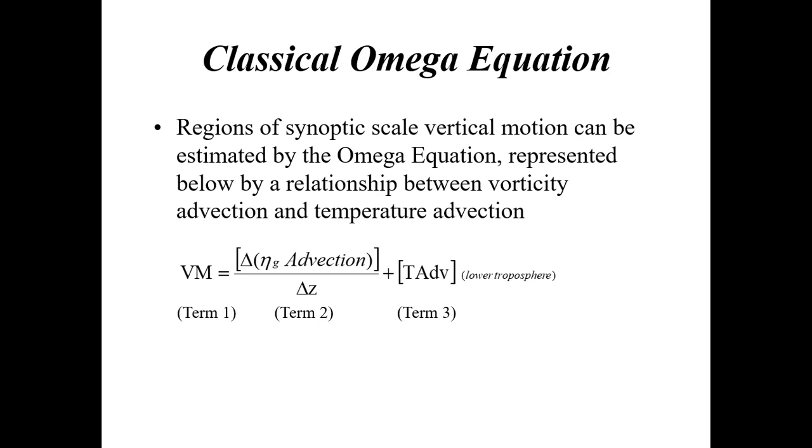in the atmosphere. So regions of synoptic scale vertical motion can be estimated by the omega equation. This is represented below in this particular equation by a relationship between vorticity advection and temperature advection. Advection is just simply the change in a property of the atmosphere in the horizontal.